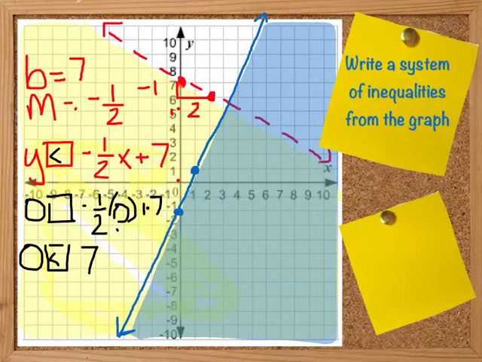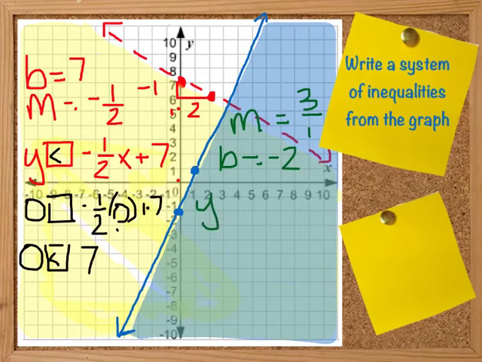Now, onto the blue line. For our equation on the blue line, we can see a y-intercept again. Our b is going to be negative 2. And looking at our slope, we see clearly between 2 points. We are going up 1, 2, 3, and right 1. So our slope is going to be 3 over 1, rise over run. Writing our equation, we have y is something to 3x minus 2.